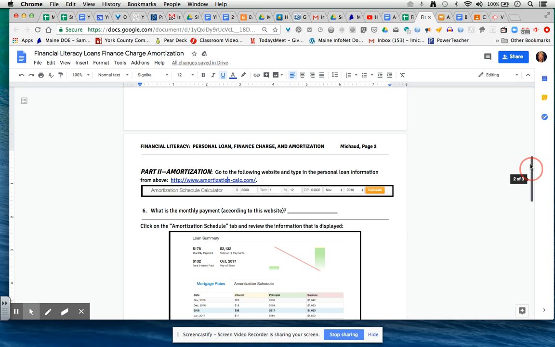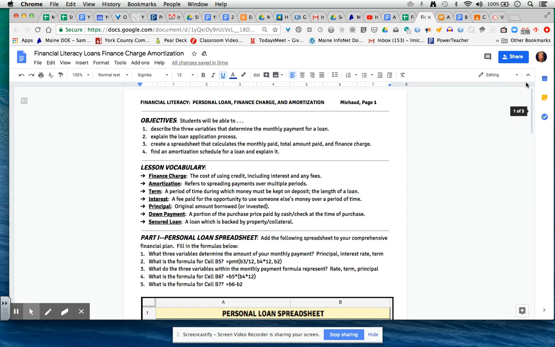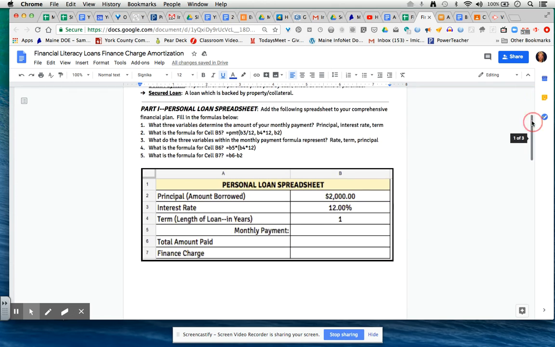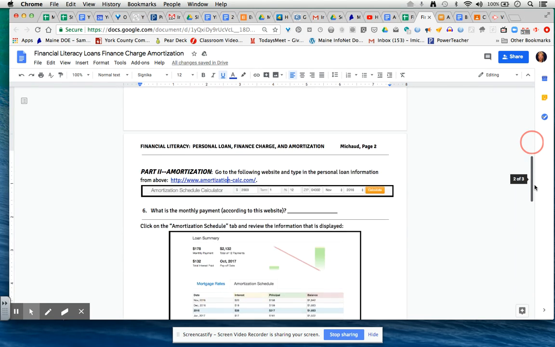Hello, students. I'm back. Okay, so for part one of the personal loan assignment, we created this spreadsheet here, and I shared the formulas with you. So hopefully you had some good luck with that. And now we're going to talk about amortization.